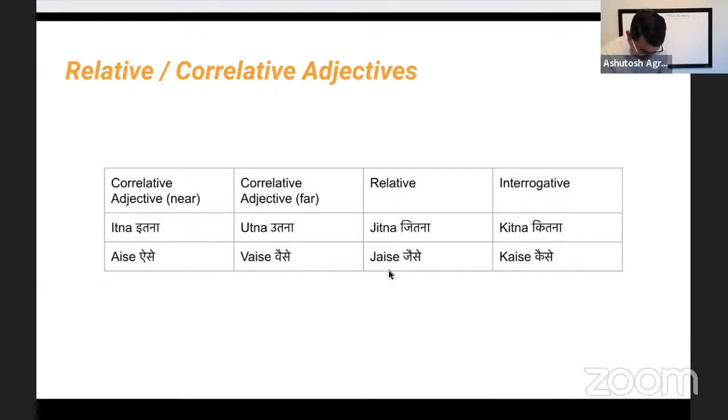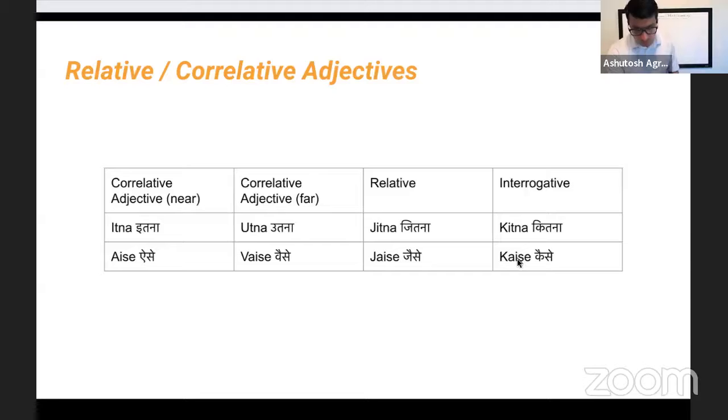Jaise is also just as or in the same way. Or kaise, as you know, is your interrogative, which is how. Okay. So Ashuji, can you repeat it, please? Yeah, aise is like this or in this way. Vaise like that. Okay, just like that or in that way. Vaise. And then jaise is just as or in the same way, and kaise is how.